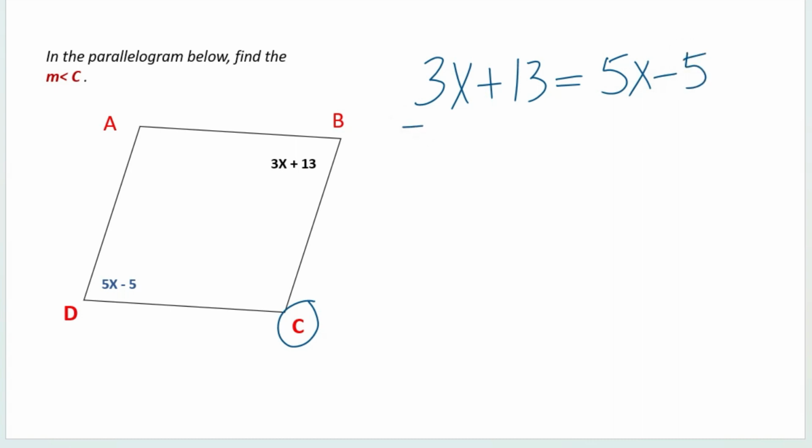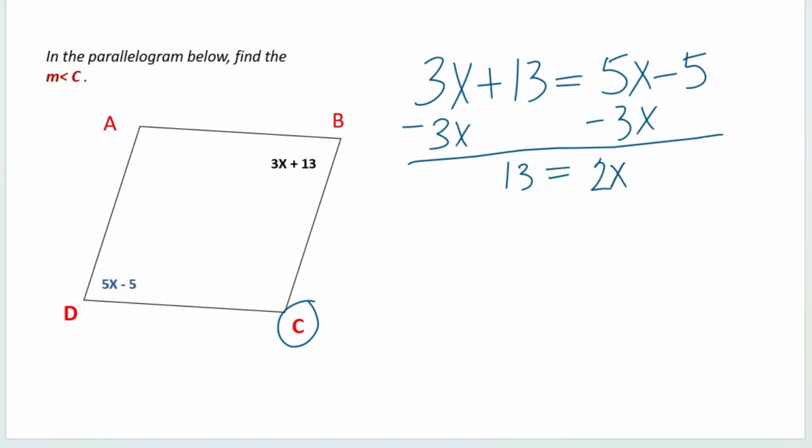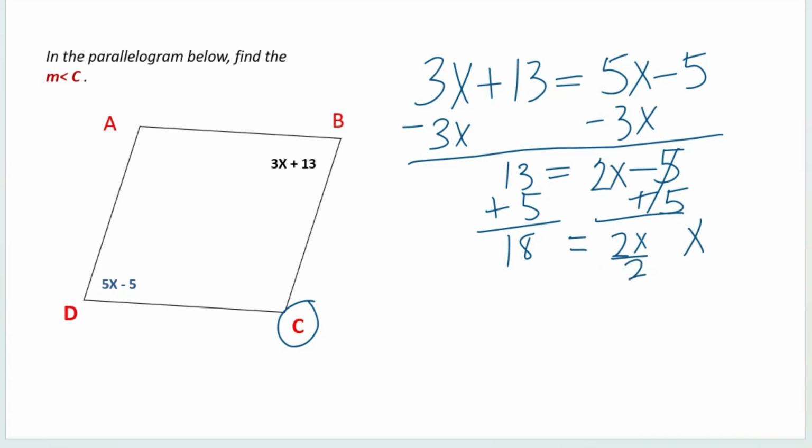I'm going to subtract the 3x from both sides, which leaves 13 is equal to 2x minus 5. I'm going to add 5 to both sides. I get 18 over here, and I get 2x over here. So that tells me my x, if I divide by 2 on both sides, is equal to 9.